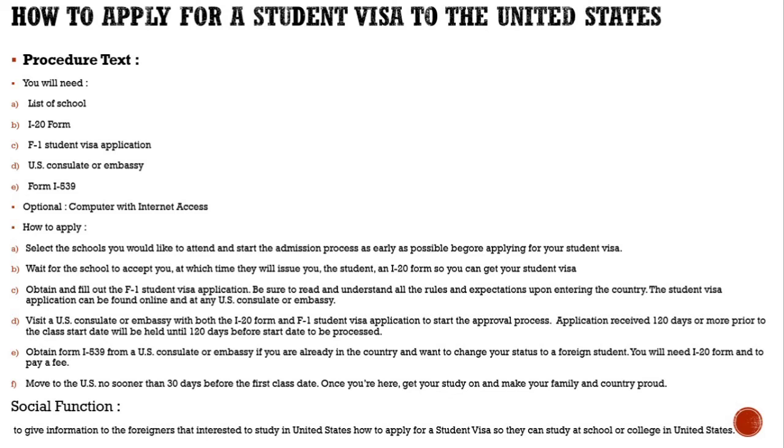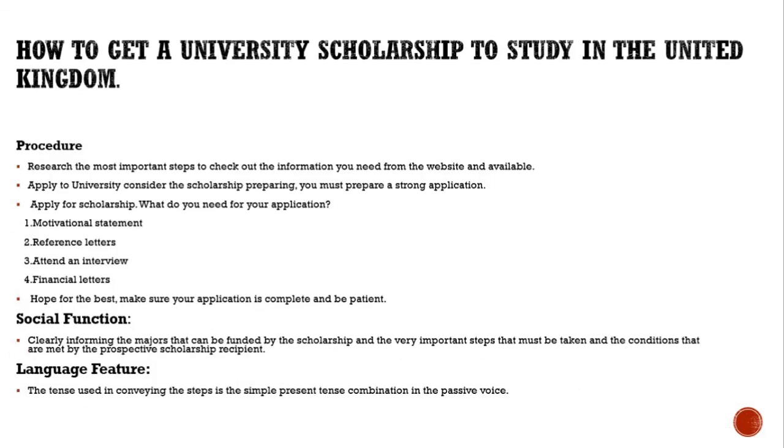The social function of this procedure text is to give information to foreigners who are interested in studying in the United States and how to apply for a student visa so they can study at school or college in the United States. And the next slide is how to get a university scholarship to study in the United Kingdom.